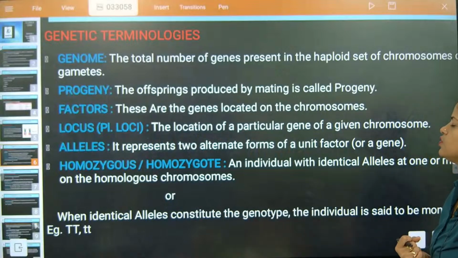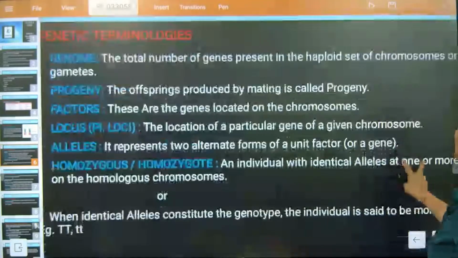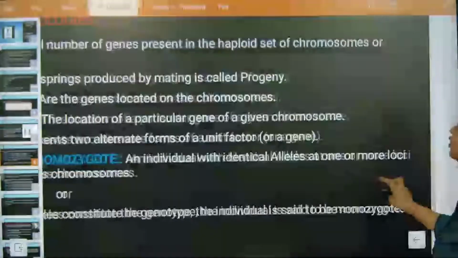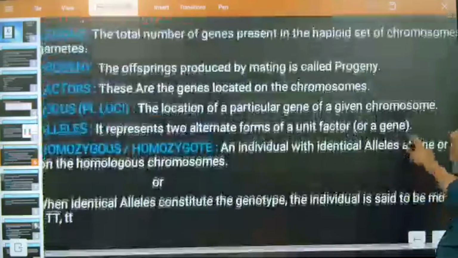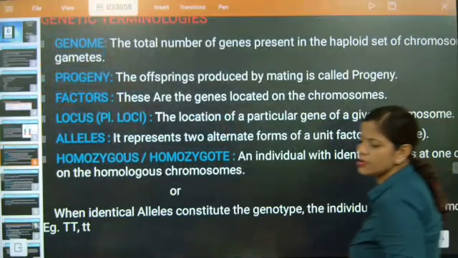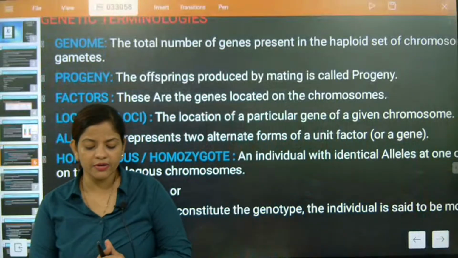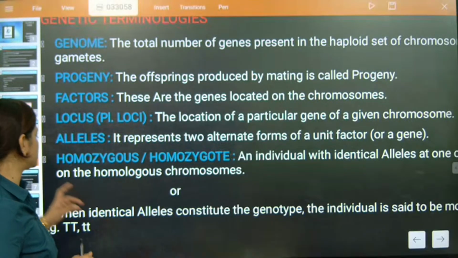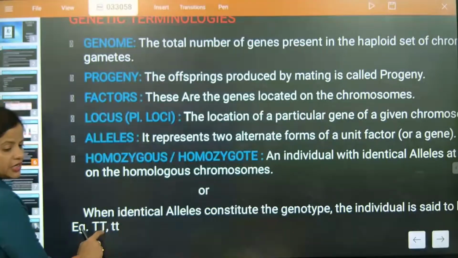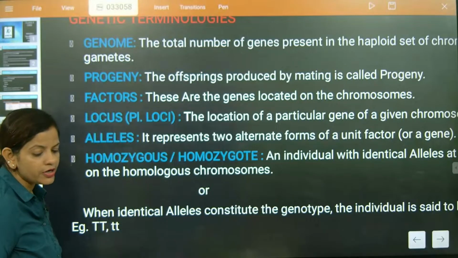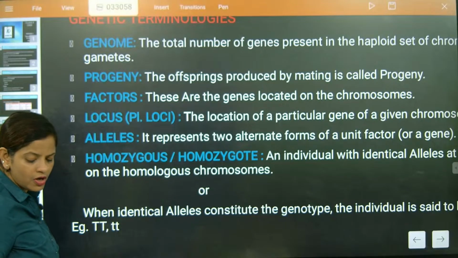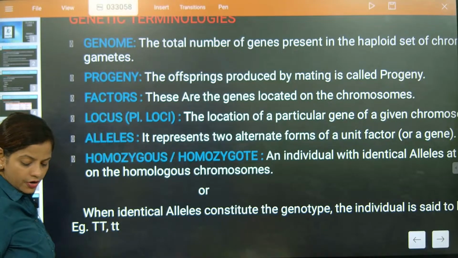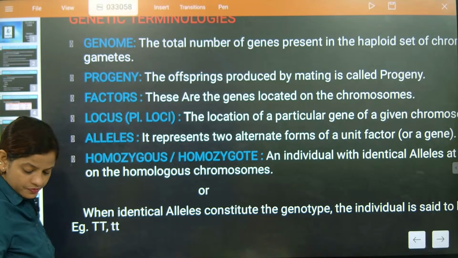If somebody asks you about homozygous and homozygote: an individual with identical alleles at one or more loci on homologous chromosomes will be called homozygous or homozygote. This is most important, beta. You need to understand one thing: an individual with identical alleles, so both have to be capital T, or both have to be small t. This is exactly considered homozygous. I hope you have understood this one.